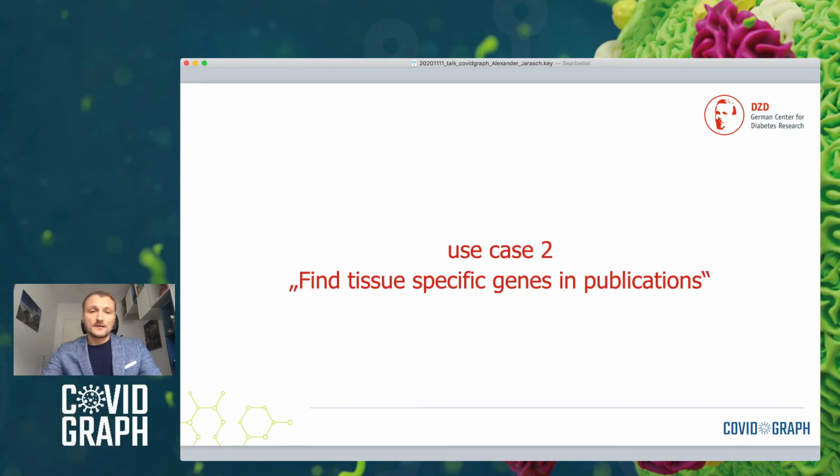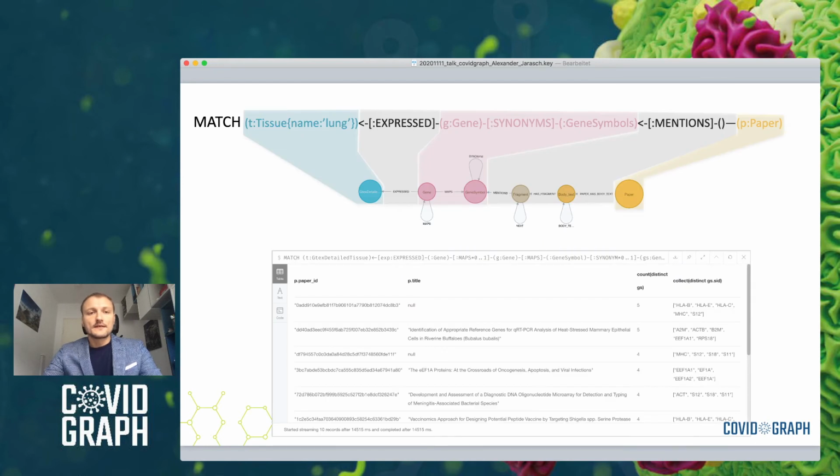Second use case, find a tissue-specific gene in publications. As I said, we integrated human tissue information where we have the expression data for each and every tissue. And here you see an example why Neo4j and also the Cypher query language is so easy to understand if you are able to read that. We have here the data model where we start from a human tissue where a gene is expressed. This gene is mentioned in an abstract which belongs to a paper.